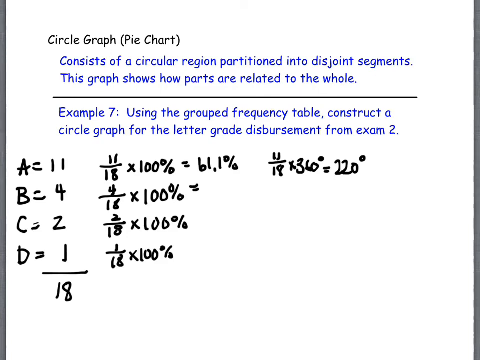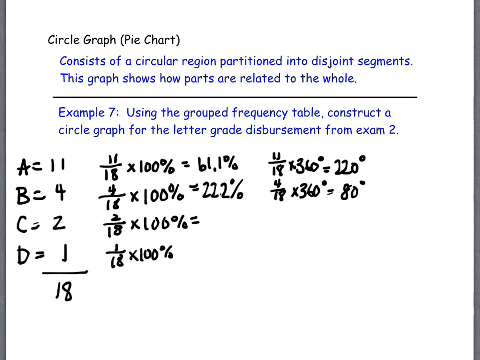All right, next one. What is 4 over 18 times 100? 22.2%. And what is that same 4 over 18 times 360? 80 degrees. Now the reality is, if you've already found that one, you should be able to find the next one without your calculator. Because how is 4 over 18 related to 2 over 18? It's half. Well, it's double. Yes, to do it, we do half.